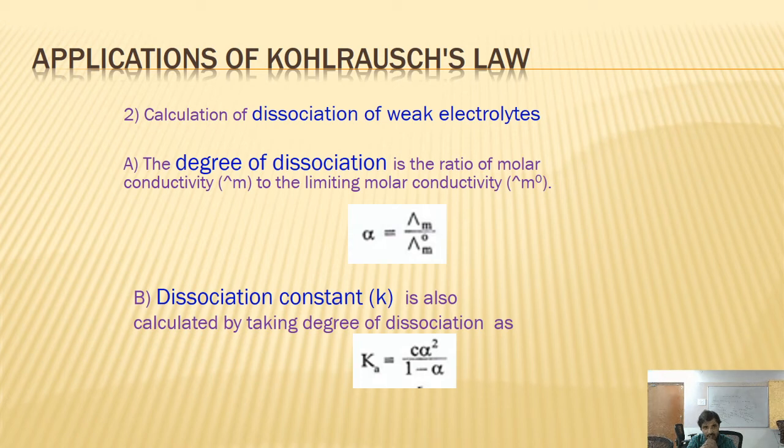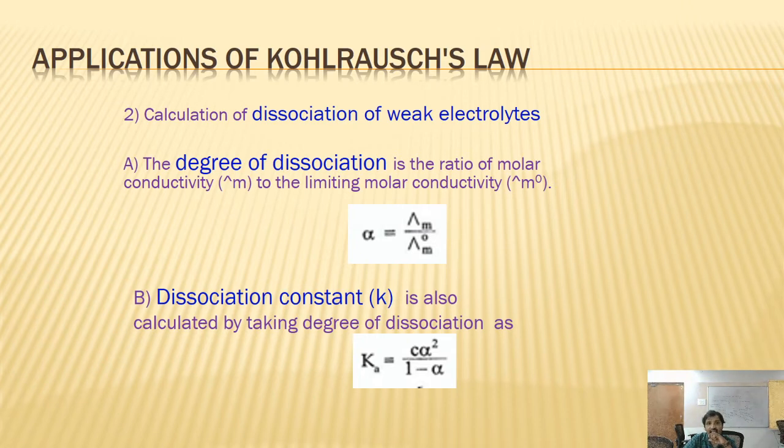The second application of Kohlrausch law: calculation of dissociation of weak electrolytes. In that one, we have two things to calculate. That is the degree of dissociation, and the other is the dissociation constant. The degree of dissociation is the ratio of molar conductivity to the limiting molar conductivity.